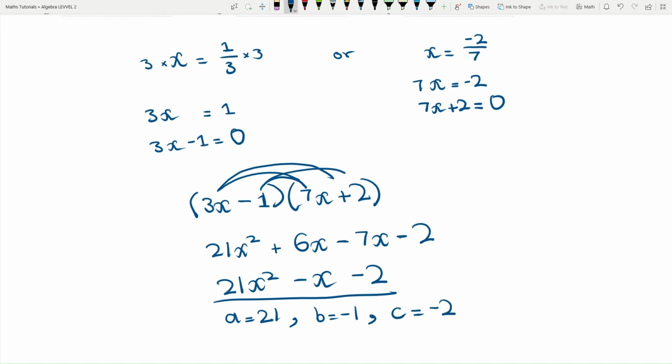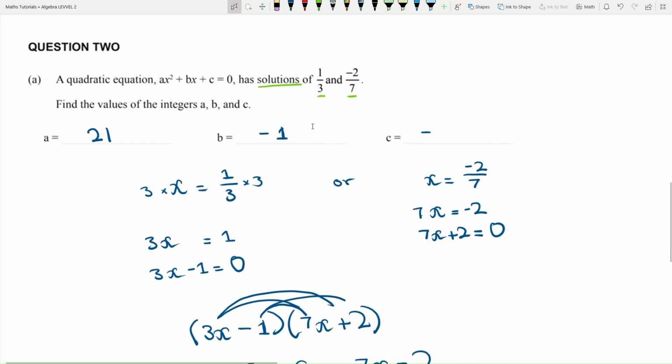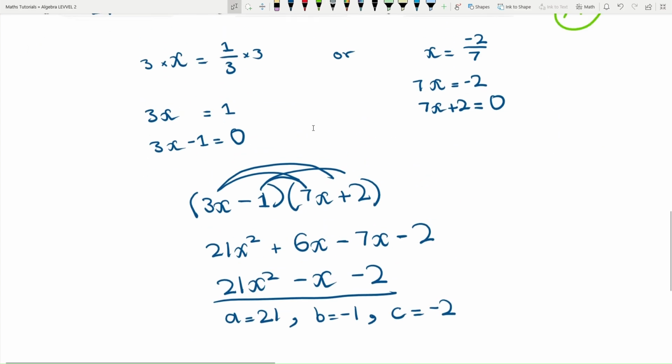So remember to write that down in this box: 21, -1, and what was it again? -2. Yeah. And that should give you an achieved. Okay, let's move on to the next question.